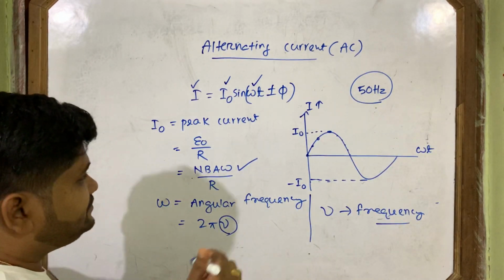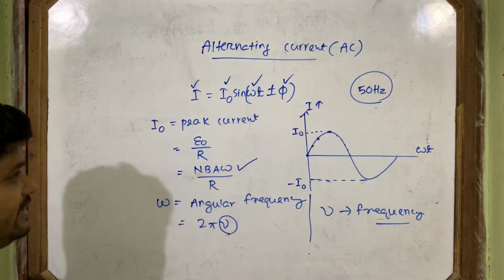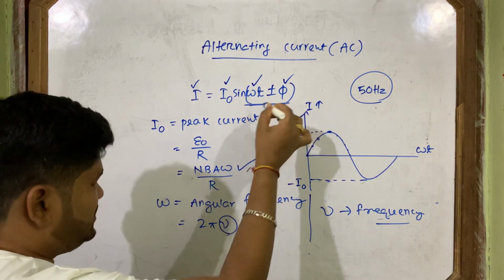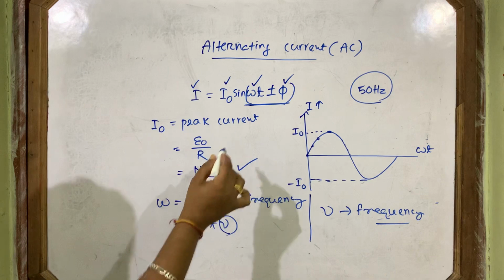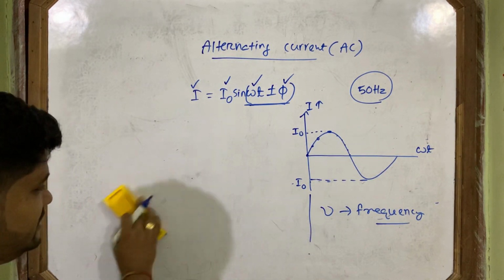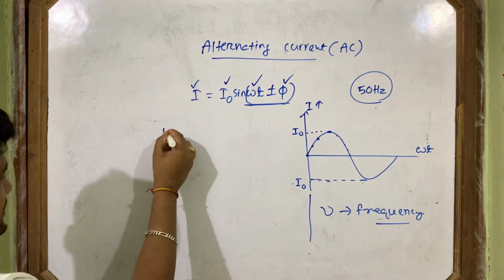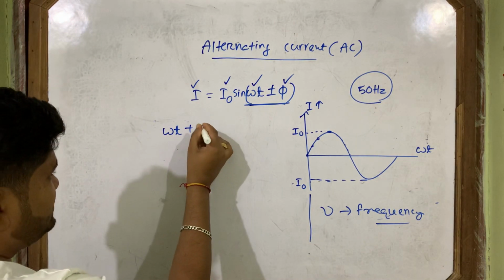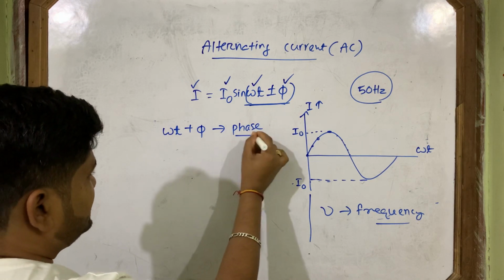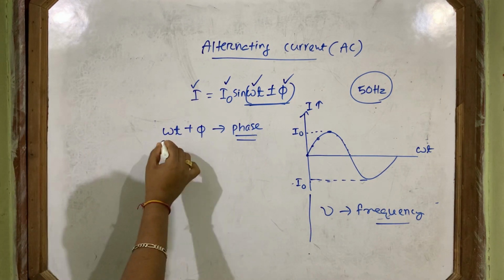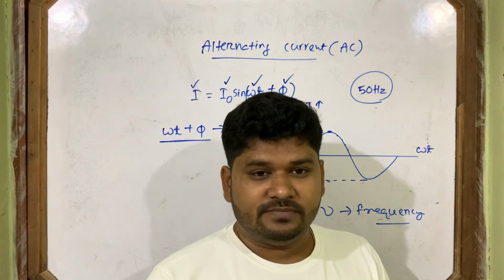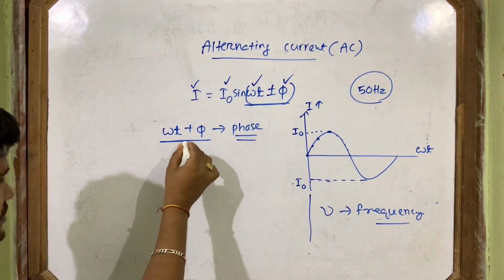Now come to what do you mean? What is this phi, or what is this omega t plus phi? The whole term omega t plus phi is called as phase. This is called as phase. The whole term is called as phase. Okay, the whole is the phase.